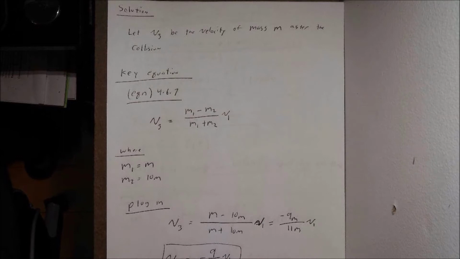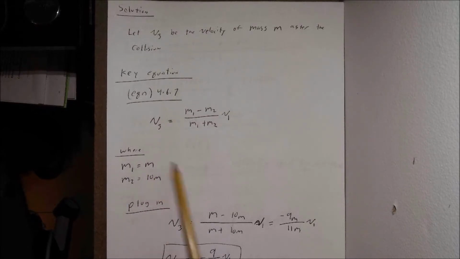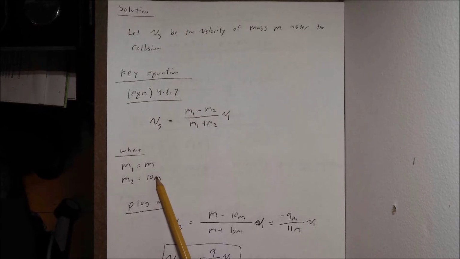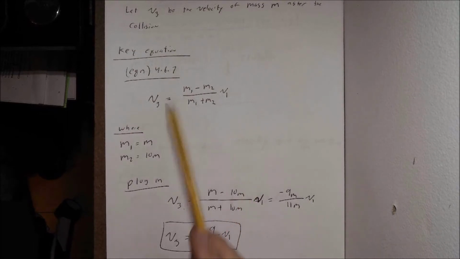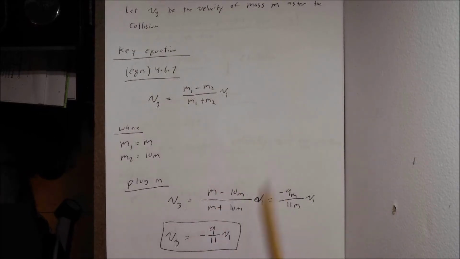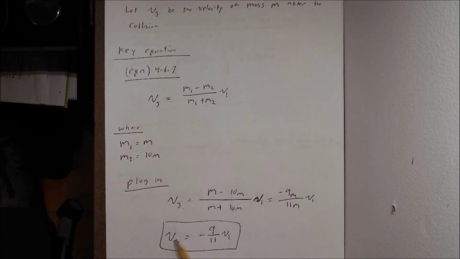For our particular case, this simplifies down because we know that m1 is equal to a mass of m, and m2 is equal to 10 times that mass. So we have a relationship between m1, m2, and our mass m, and we can plug those back into equation 4.6.7. We see that v3 is equal to m minus 10m, because m1 is m and m2 is 10m, all over m plus 10m, times our v1. We can simplify this down. m minus 10m becomes negative 9m, and m plus 10m becomes 11m. So we have negative 9 over 11 times our velocity v1 as our velocity v3.